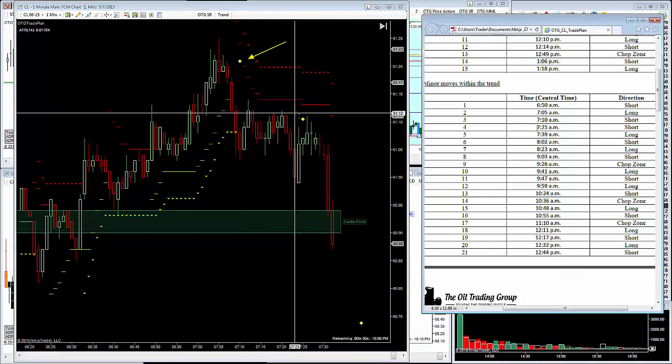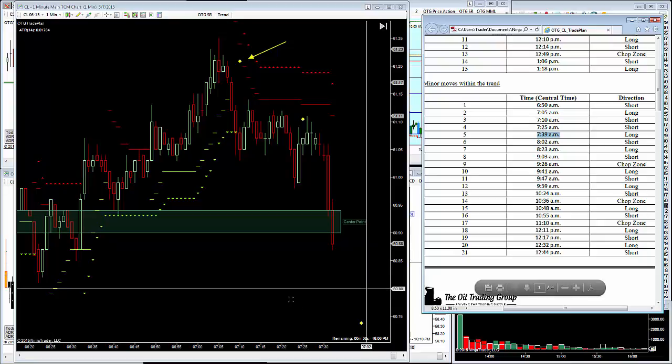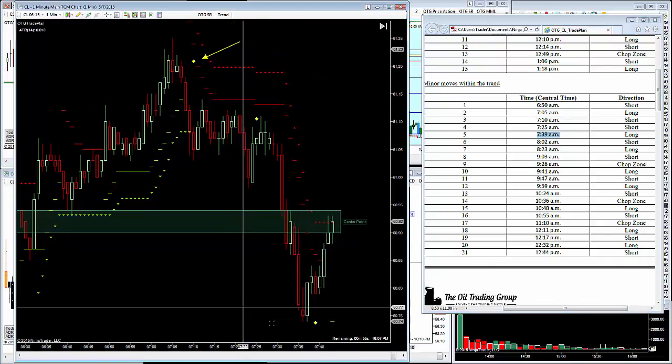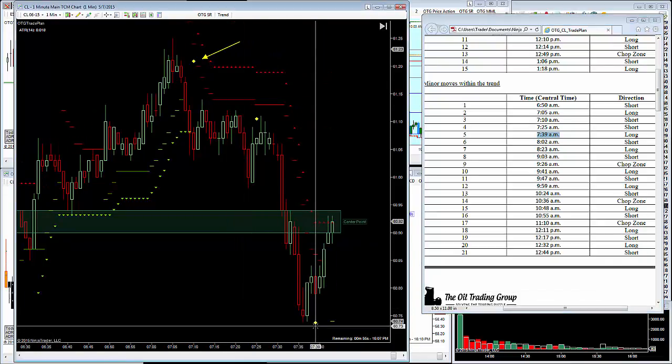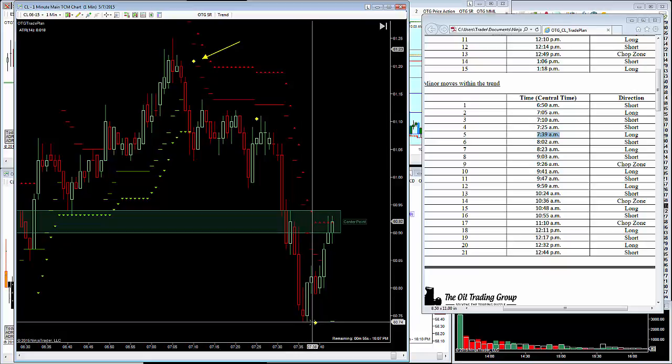It's with the trend and then begins this push back to the downside, where we expected that to last until 7:39 a.m., where we expected the market to reverse course and be long. And you could see here that it really started a couple of bars earlier than that, but that is right in the time frame.